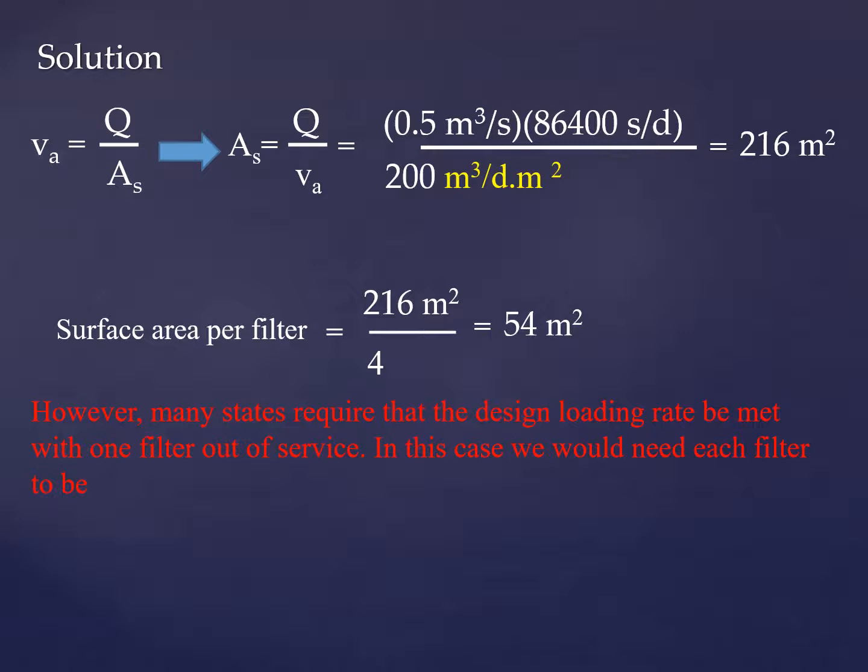However, many states require that the design loading rate be met with one filter out of service. This is every time you need to have one filter out of service. In this case, the surface area per filter will be 216 over 3, which is 72 meters squared. So 3 filters will be in service and 1 filter will be out of service. Most states in the US and other countries require having 1 filter in reserve or out of service.